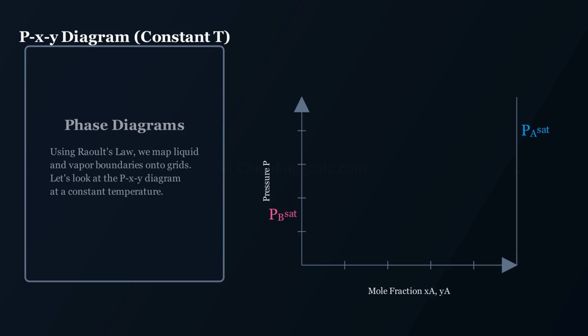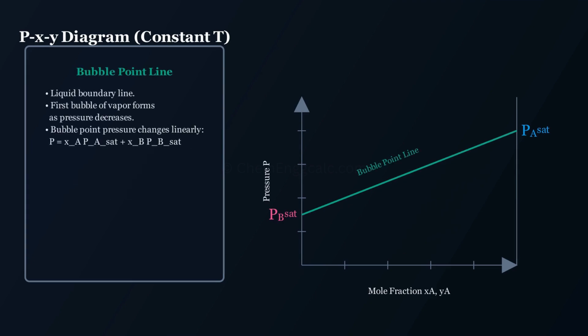Let's visualize this total pressure on a pressure composition, or PXY diagram. The straight upper line is the bubble point line. It represents the pressure where the first bubble of vapor forms when depressurizing a liquid mixture.